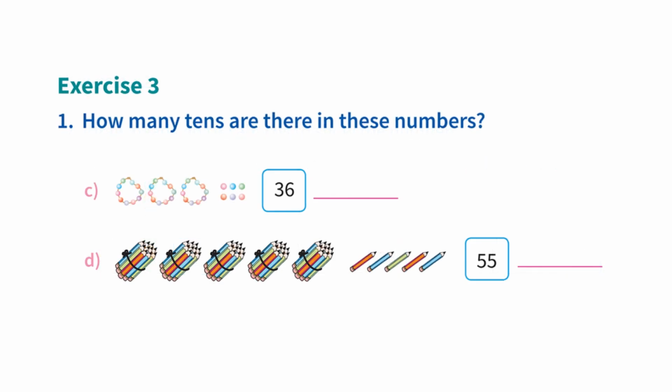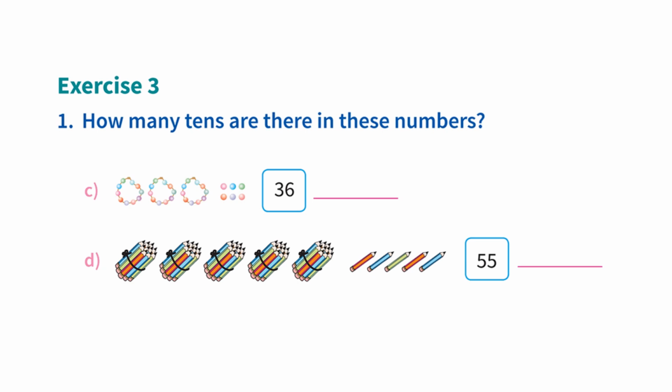Now see this exercise. Read the question. How many tens are there in these numbers? Students, see properly what is given. Here we only have to find out the tens. How many tens are there? Ones we don't have to find out. We have to find out only tens here. So no need to write the ones column, just find out the tens.